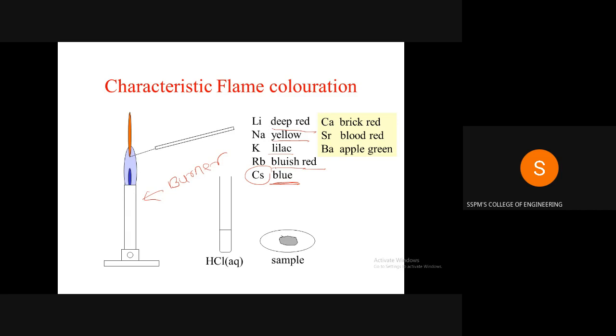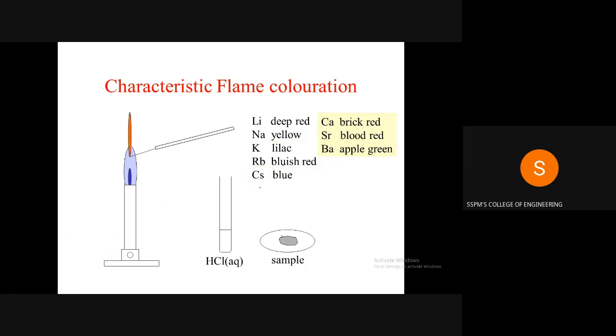So which flame is observed for burning of cesium, or burning of lithium, or burning of sodium? Sodium gives the yellow color. Then lithium gives the deep red color. So remember this: which element gives which color, that is very important.